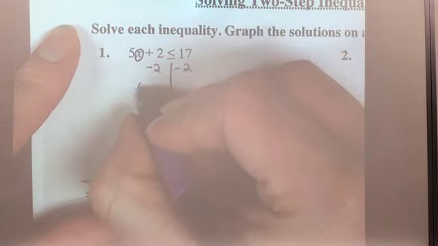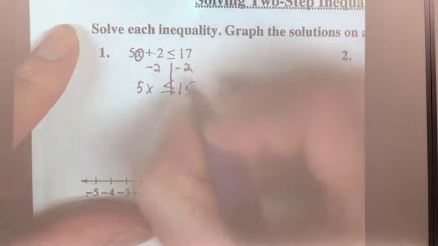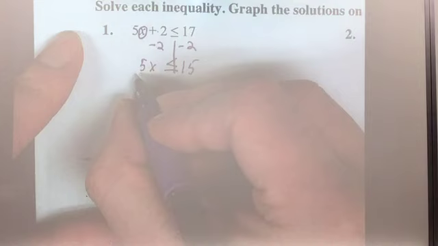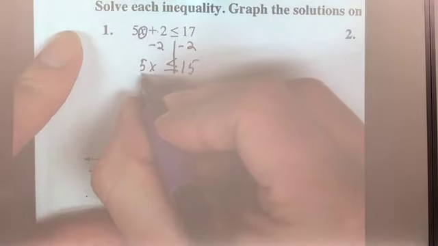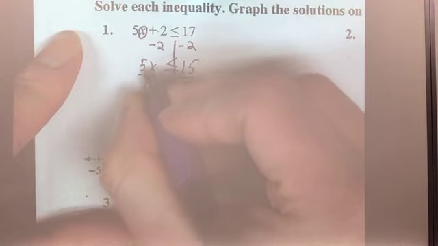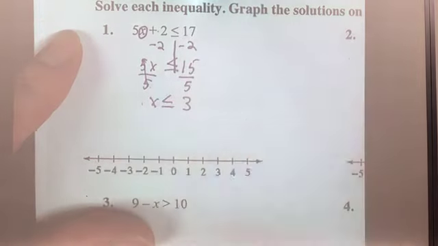So then I'm going to have 5x, notice I had plus, so I subtracted, is less than or equal to 15. I rewrite the sign. Then I keep going. Right now, again, I want this x by itself. I've got the 5. It is multiplying right now, so I'm going to divide both sides by 5. That cancels, so x is less than or equal to 3.